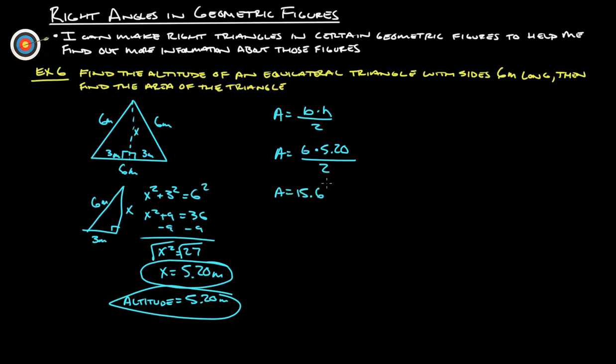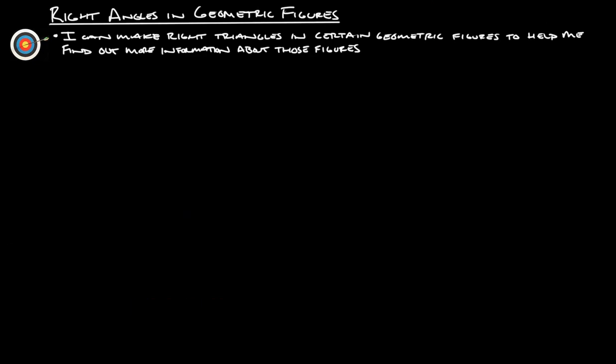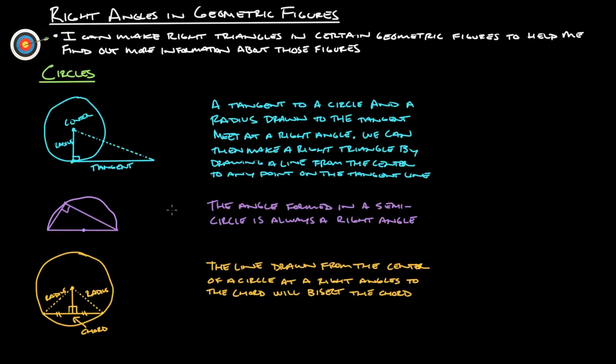15.6. And it's meters. Since it's area, it's meters squared. Okay? All right. One last concept here is circles. A tangent to a circle and a radius drawn to the tangent meet at a right angle.